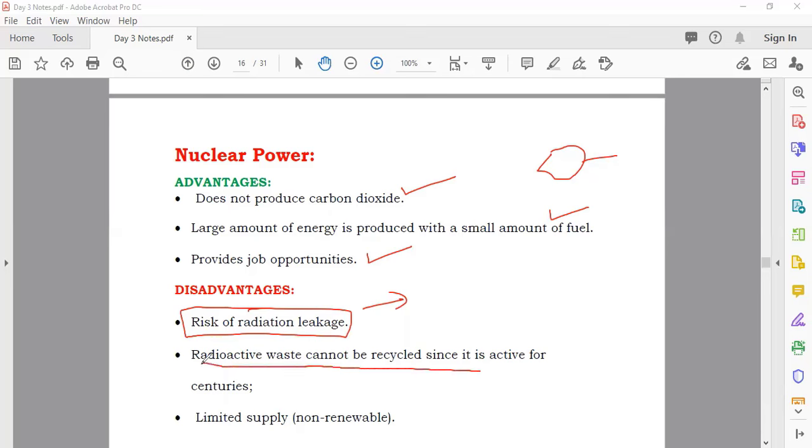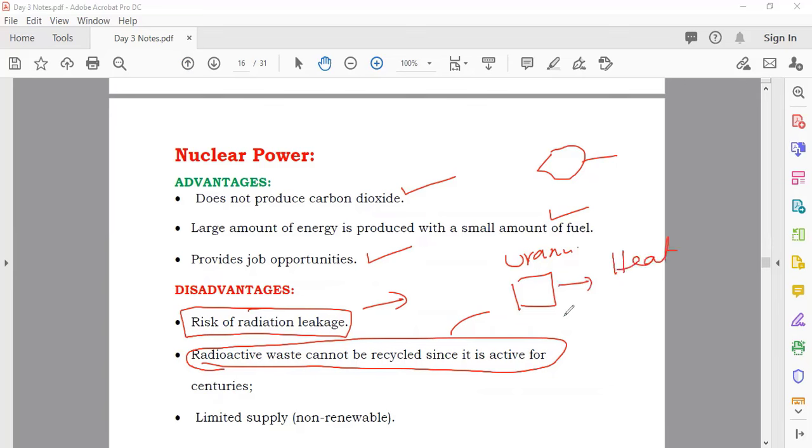Radioactive waste cannot be recycled. It's a very bad thing. For example, if you use an element like uranium, you put it in a power station and you get heat from it. After that, the waste will come, and from that waste you cannot get energy. So that is waste for you.